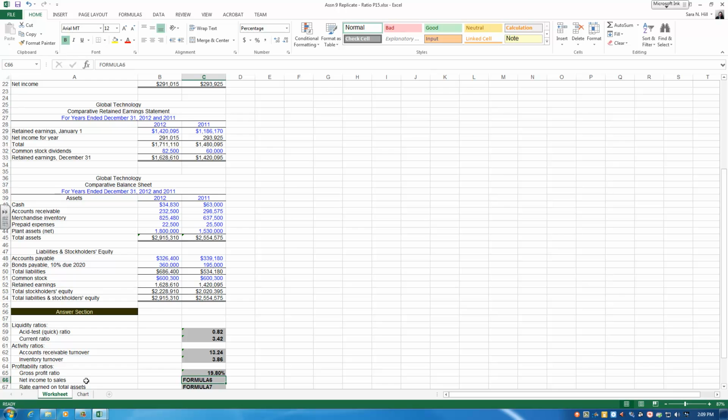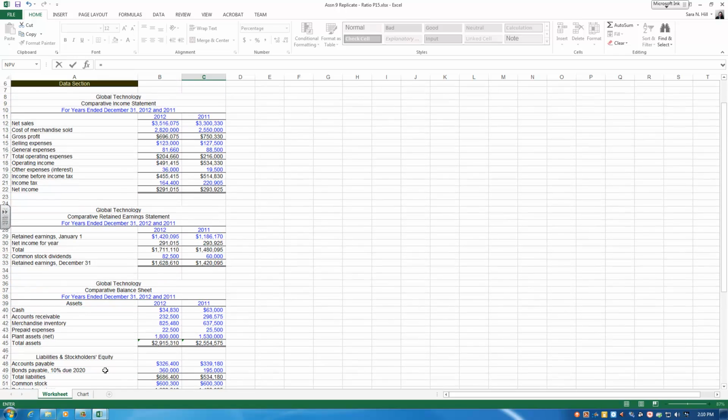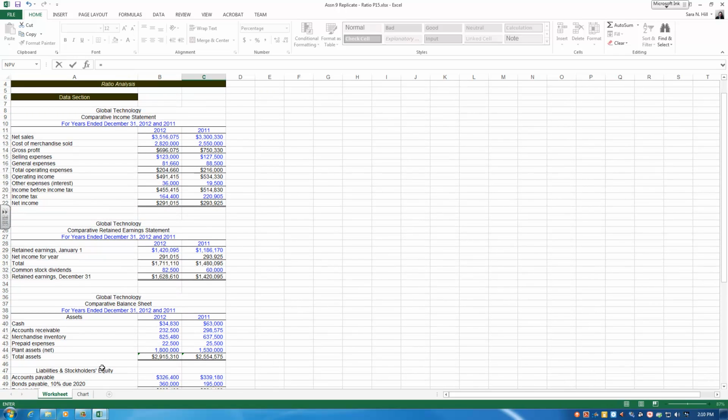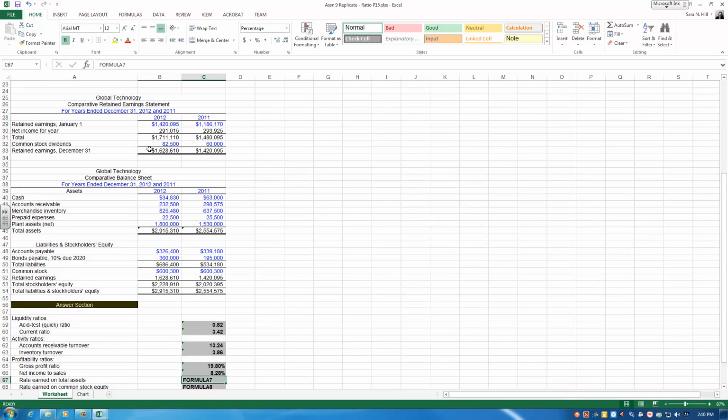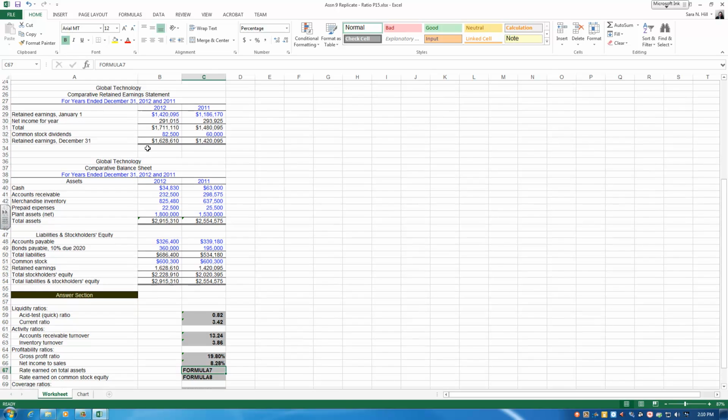Moving on, we've got net income to sales. And that one, quite simply, is net income divided by sales. So we'll go ahead and go back up to our income statement. B22 is our net income divided by our net sales. So back up to B12, 8.28%.